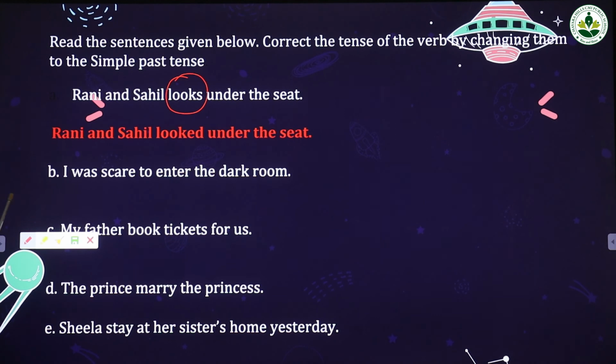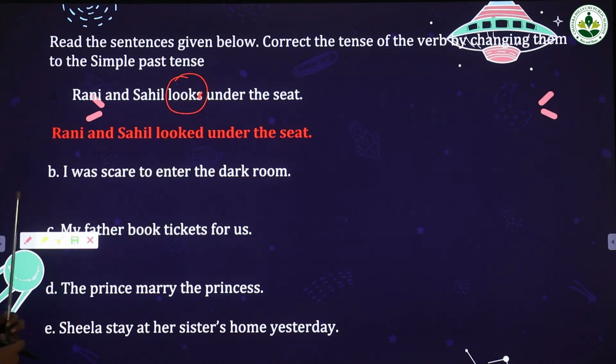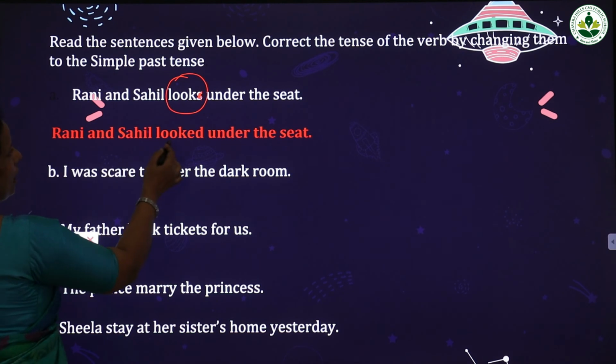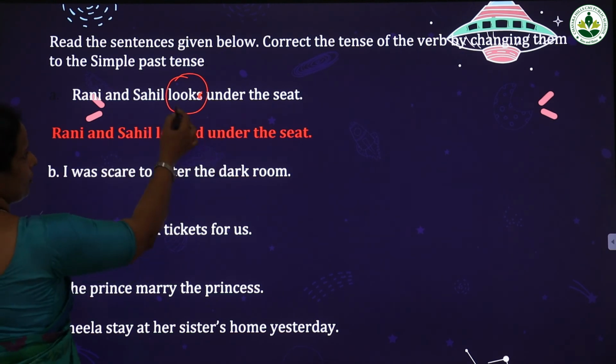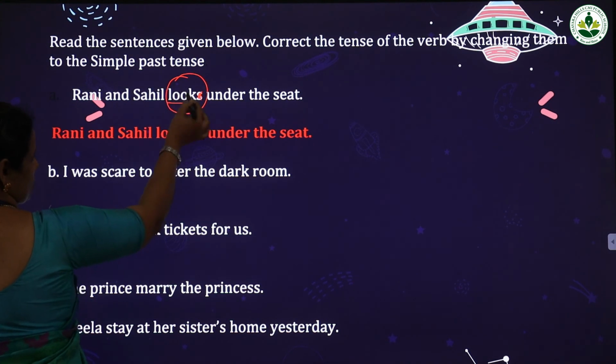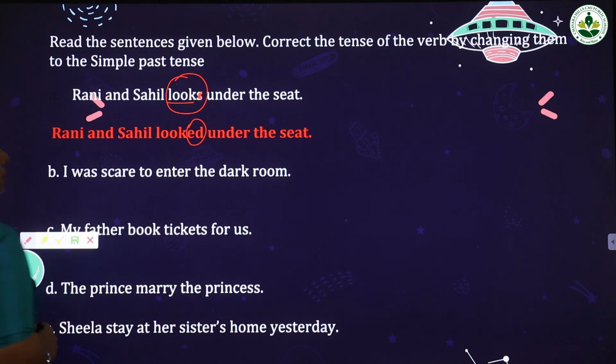So verb is look. So you have to change that verb into past form. Here it will be Rani and Sahil looked under the seat, because the word look ends with consonant. So we have to add ed at the end. So the look will be looked.